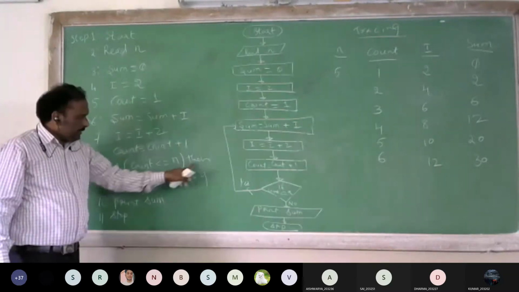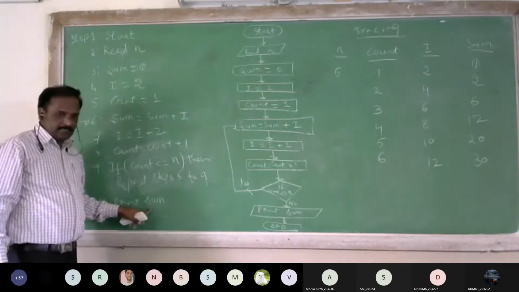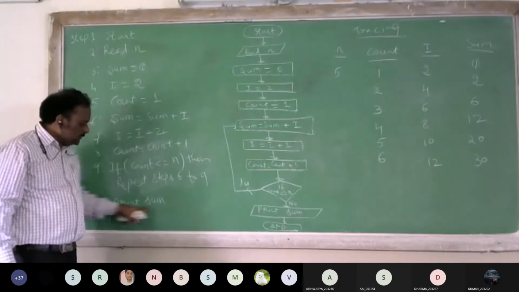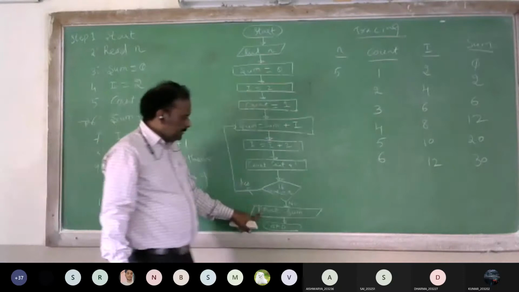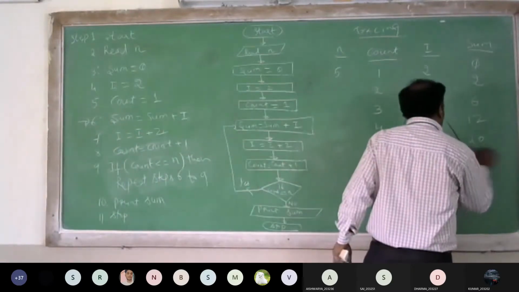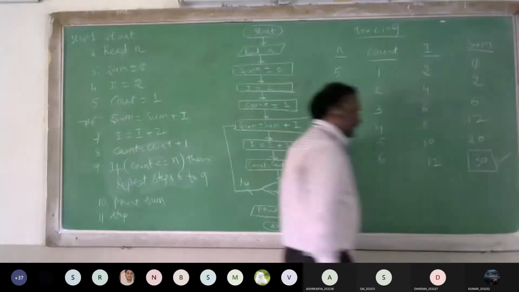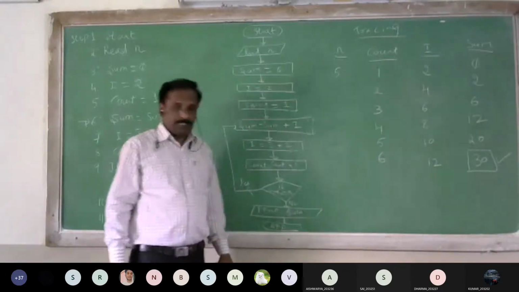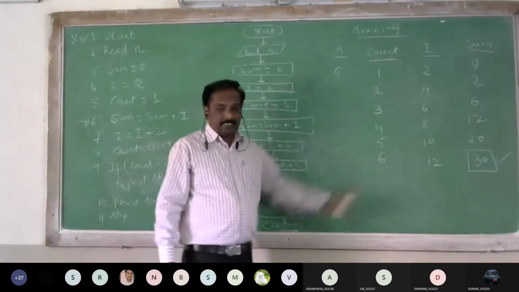6 is less than or equal to 5? No. No means come outside. Don't repeat. Come outside. So what is the next step? Next step is print sum. Print sum. What is the sum here? Sum is 30. Stop. This is the tracing.